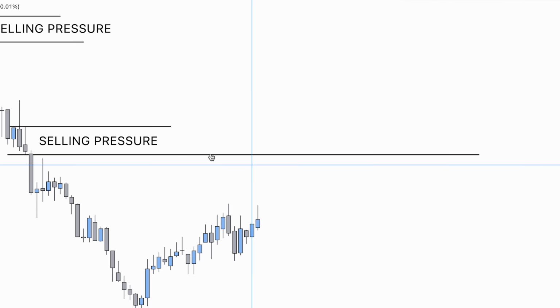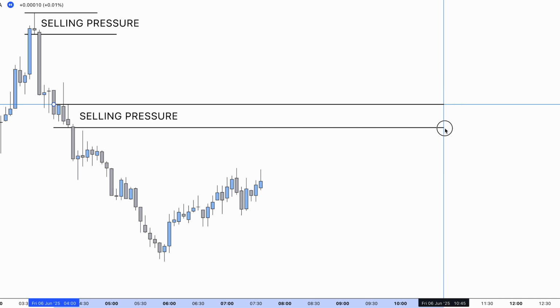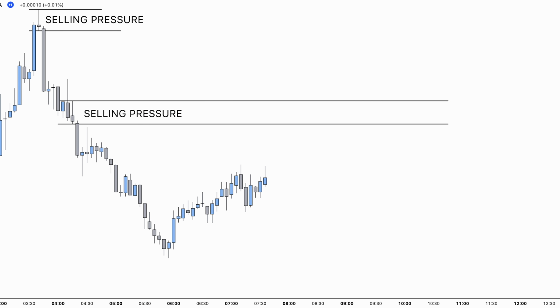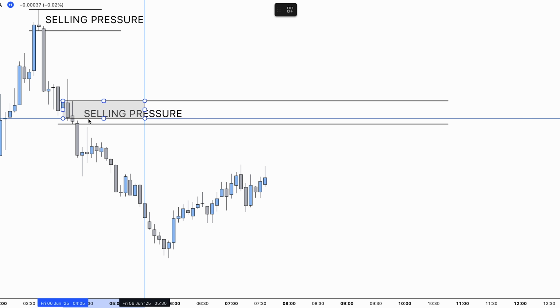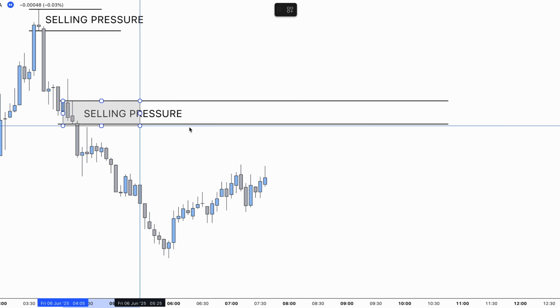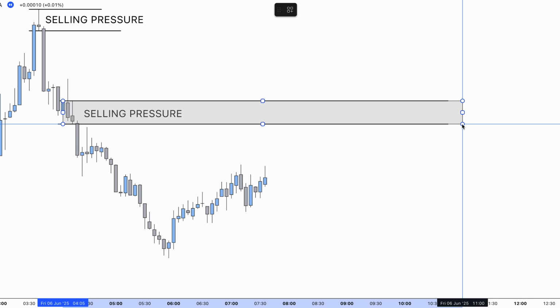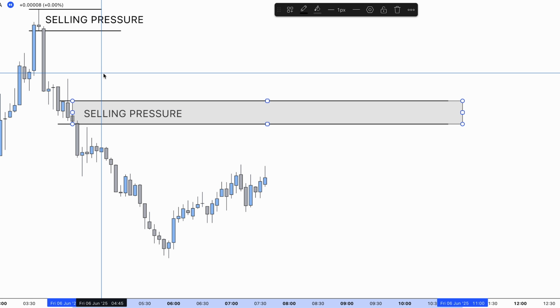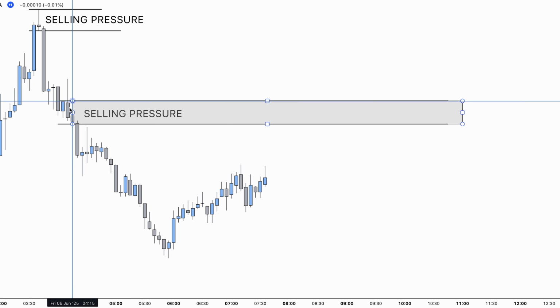Okay. So now to show you this example, we're going to focus in on this one. We're going to talk a bit more about differentiating zones a bit later. But for now, we've got our supply zone. To mark a supply zone, we find that last candle before the impulse, and we want to mark the high to the low. That includes the wicks. So our supply zone would be this. Okay. We've just gone high to low of this candle.